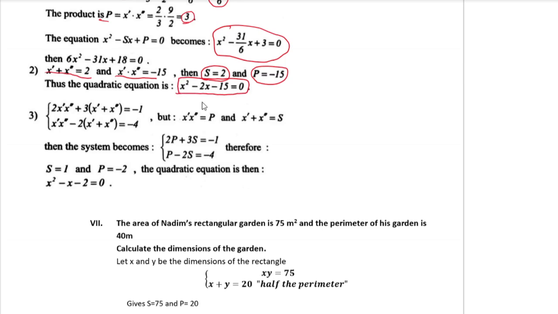In this question, 2x prime x double prime, this is p and this is s. So we write 2p plus 3s equals negative 1. It's the same: this is p and this is s. So we write p minus 2s equals negative 4. We may solve it using the calculator. We get s equals 1 and p equals negative 2. So the equation is x squared minus sx plus p equals 0.